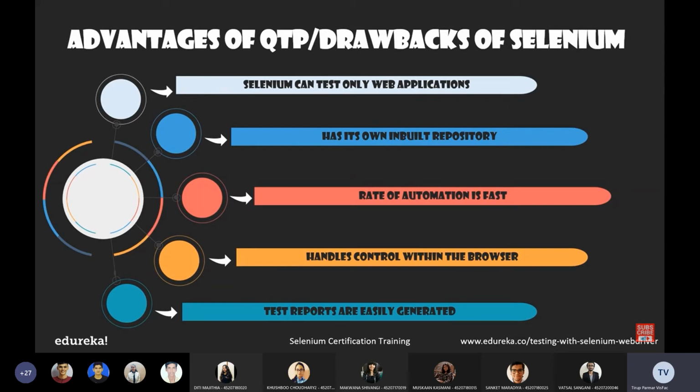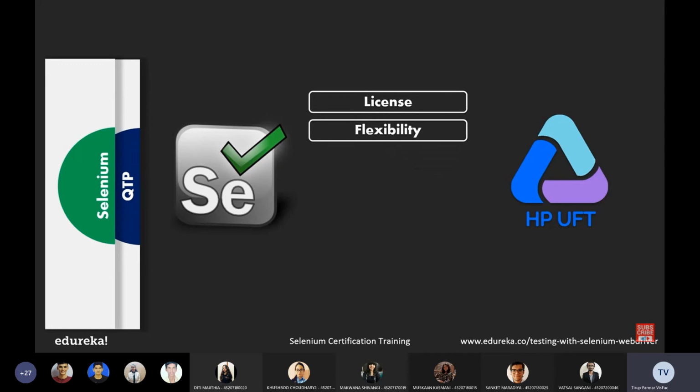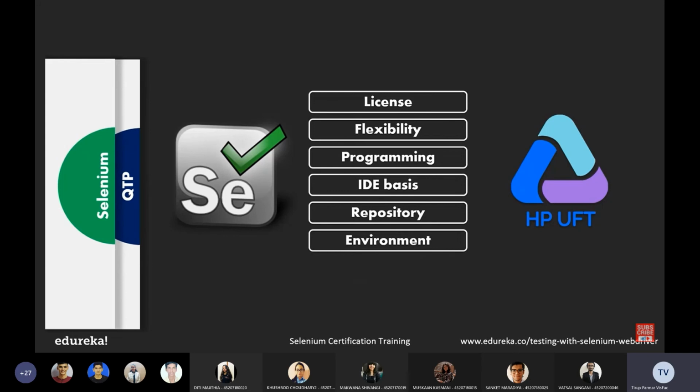Now let's take a look at the ultimate face-off between these tools. We'll first compare them based on their cost, that is, if the tools are licensed or free of cost, or if they have any community edition. Then we'll compare them based on their flexibility, check if they can be run across various platforms, and then we'll move on to the programming language required to run the test scripts. And after that, we'll look into their IDE basis and check if they can work on different IDE platforms. And we'll also look into the repository functionality, where we get to understand which tool is more efficient. And finally, we'll compare them based on their environment on which they can work on.